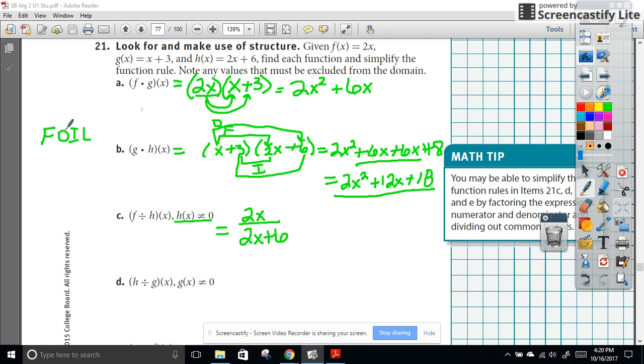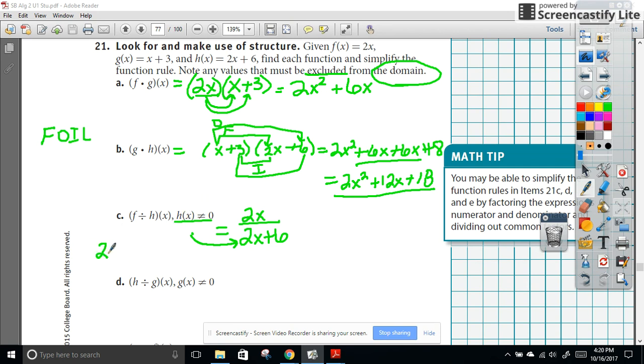Find each function, simplify the function rule, note any values that must be excluded from the domain. So we only have to worry about excluding numbers from the domain when we have this division. And that's exactly what they're talking about when they say, I see. It didn't say x equals 8. It just said the function of h is not going to be 0. Because what happens? Well, they actually gave me the restriction, but they want to know what's the x value.